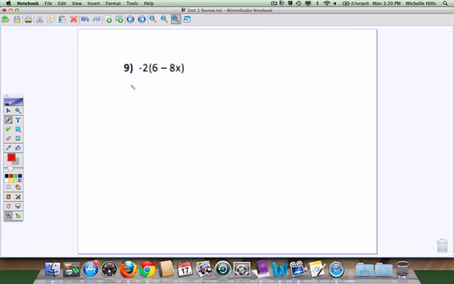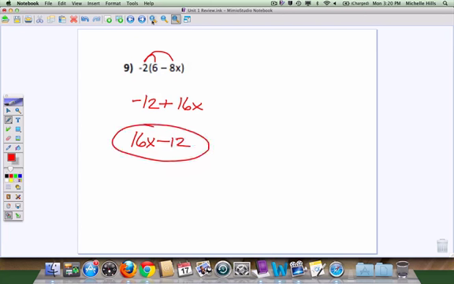distributive property. Negative 2 times 6 is negative 12. Negative 2 times a negative 8x is a positive, so plus 16x. I would be done except that this is not in standard form. The variable term should go before the constant term. So when this plus 16x comes out front, it comes out front as a positive 16x. And this negative 12 moves to the back as a minus 12. Then I can circle my answer, and I'm done.